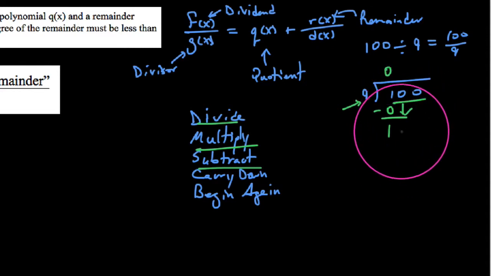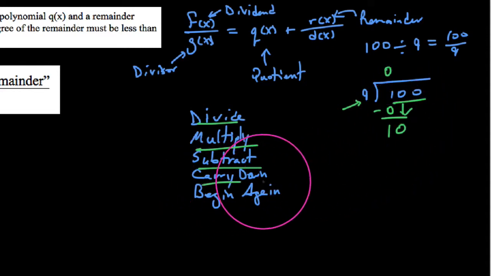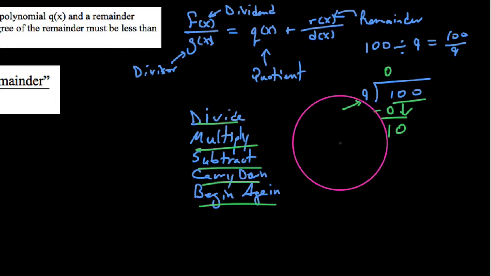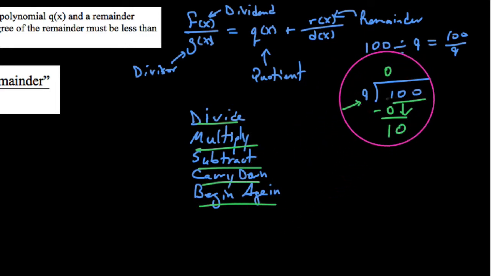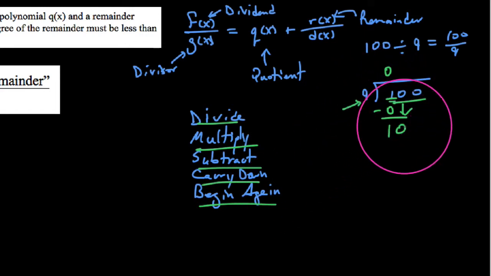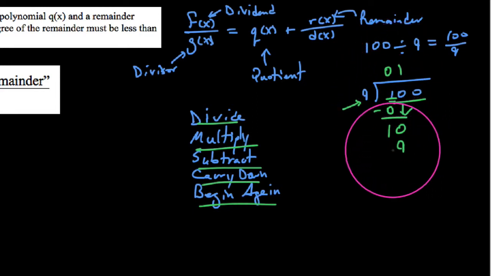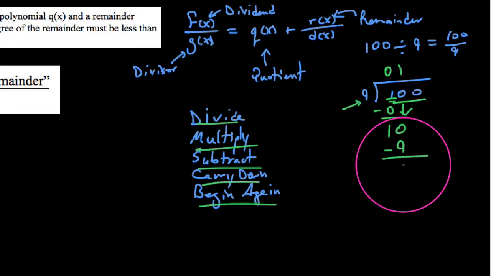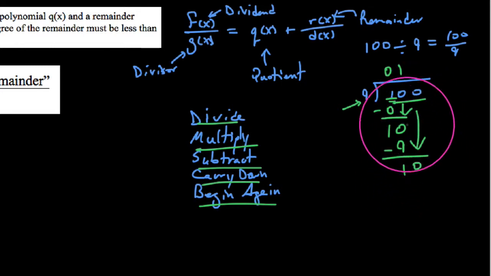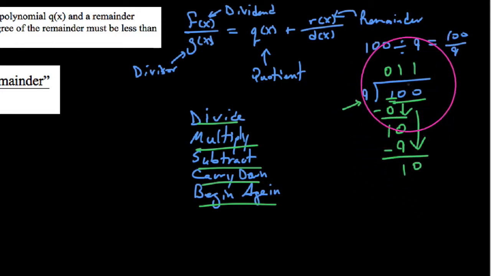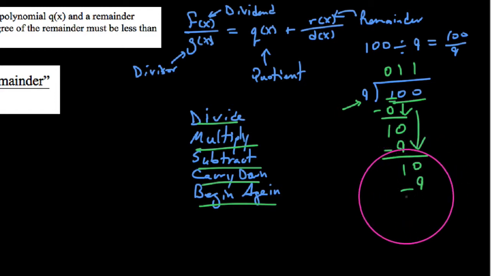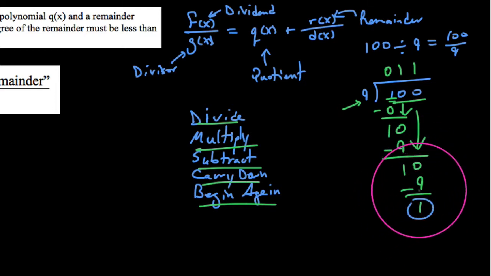And where this carry down part comes in is when we carry down the next value. So we carry down the 0, and then we begin again, except instead of saying how many times does 9 go into this 1, we're going to say how many times does 9 go into 10, which is 1, by the way. So we divided. 1 times 9 is our multiply. We say 10 minus 9 is our subtract. We'll carry down and begin again. So I get 1 here again, and I say 1 times 9 is 9. 10 minus 9 is 1. And here's the deal. This is our remainder.